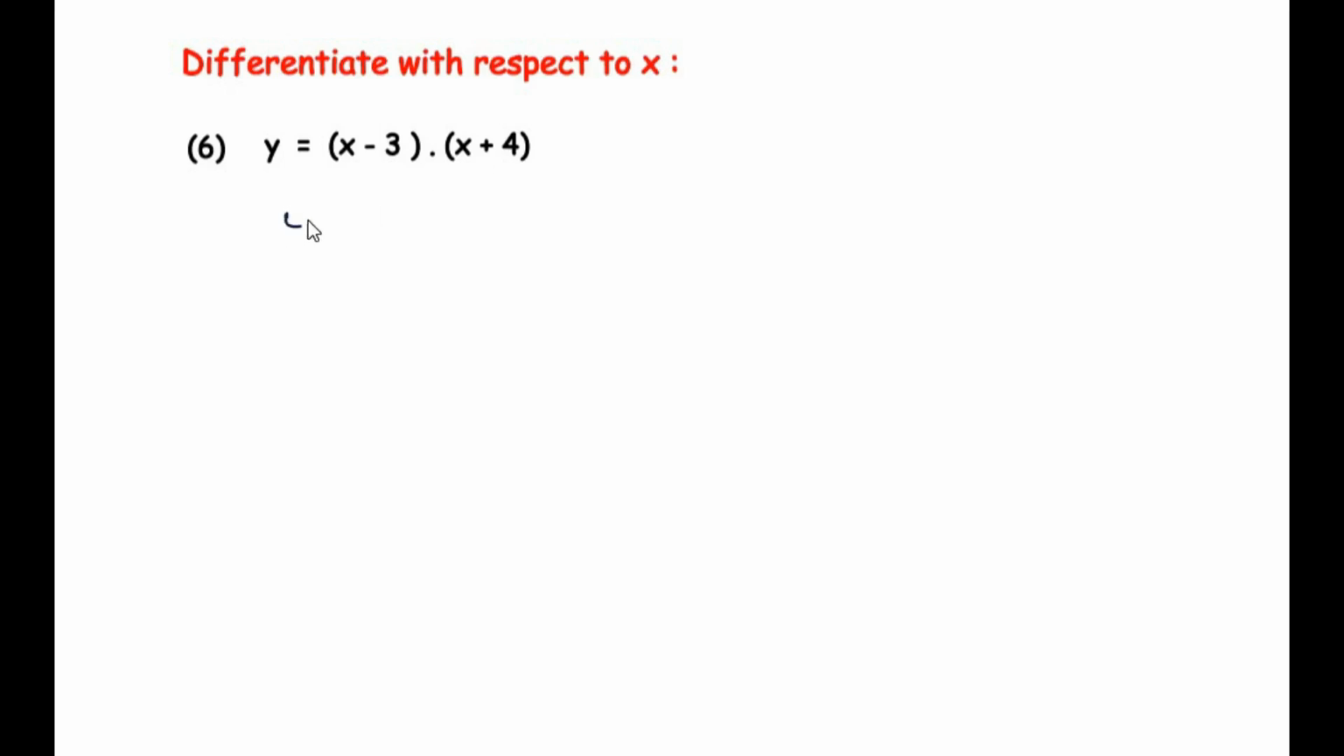So let me write here y is equal to x times x is x square, x times 4 is 4x, minus 3 times x is minus 3x, and minus 3 times plus 4 is minus 12.